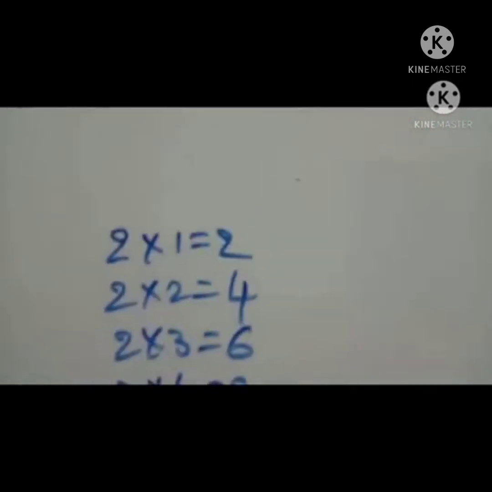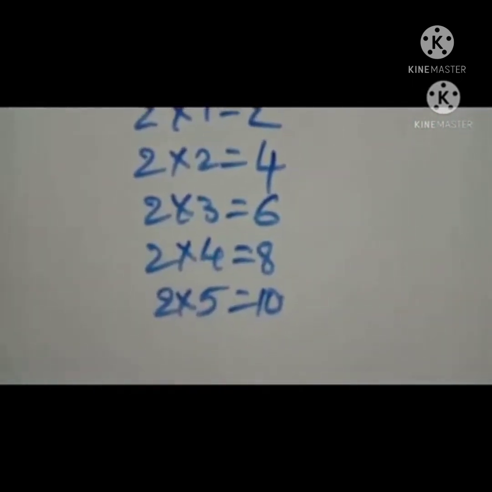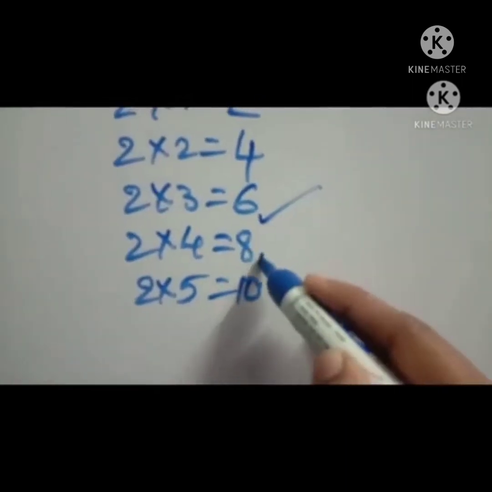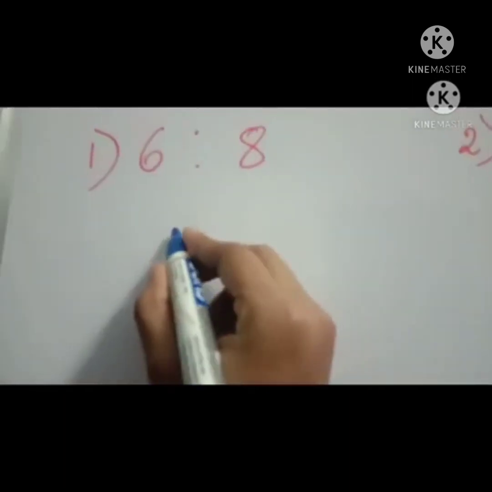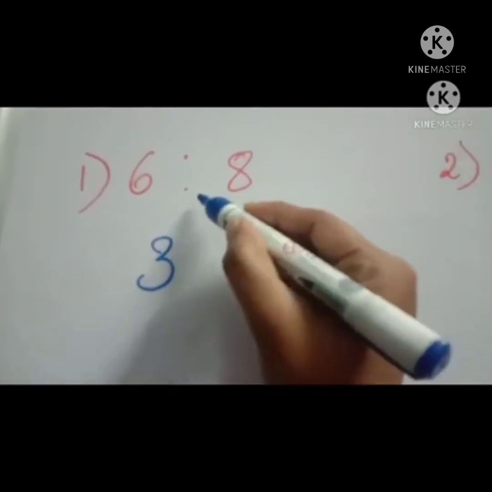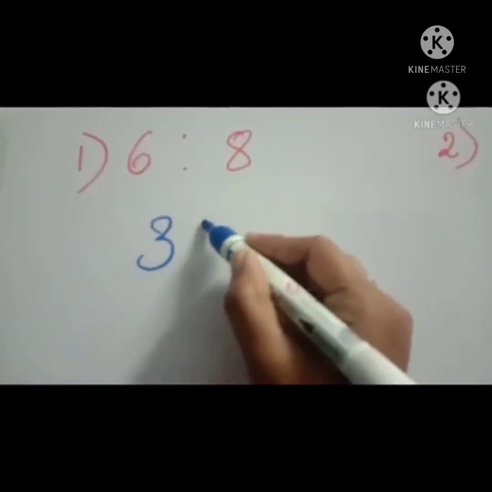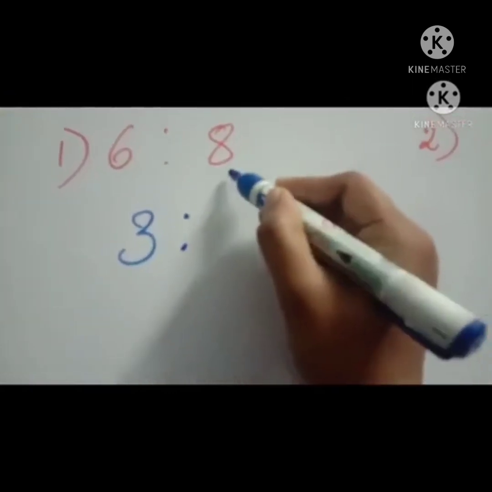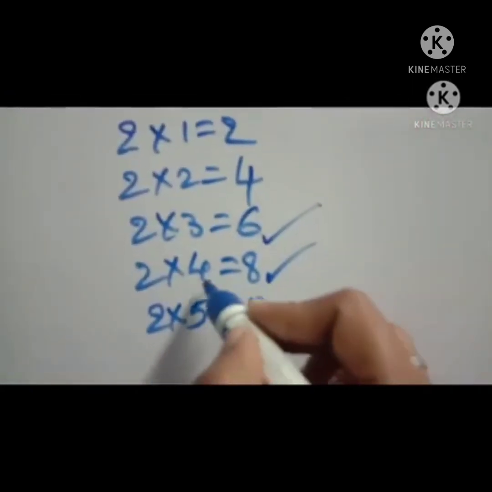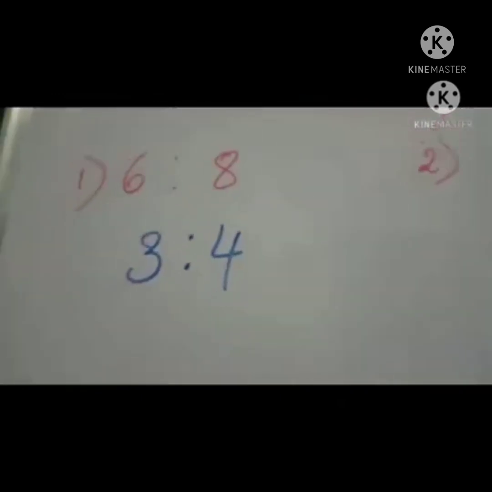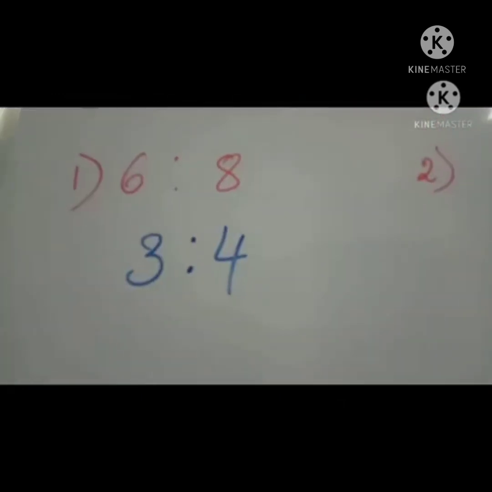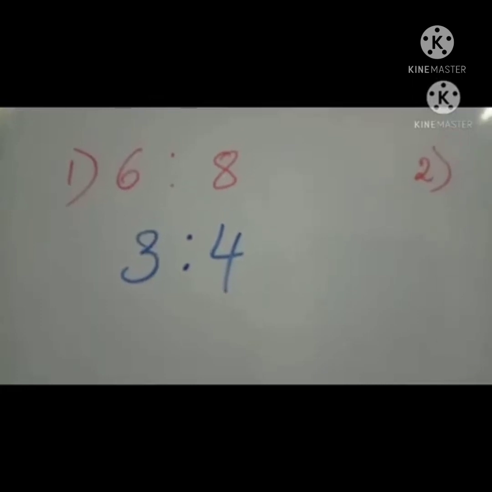6 and 8 is there in 2 table or not? See and tell. 6 is there and also 8 is also there. How many times 6 is there? 3 times. So write here 3. Again, what is the symbol of ratio? Is to. Keep that symbol. And again 8 is there. How many times 8 is there? 4 times. So write here 4. What is the lowest term here? 3 is to 4 is the lowest term.